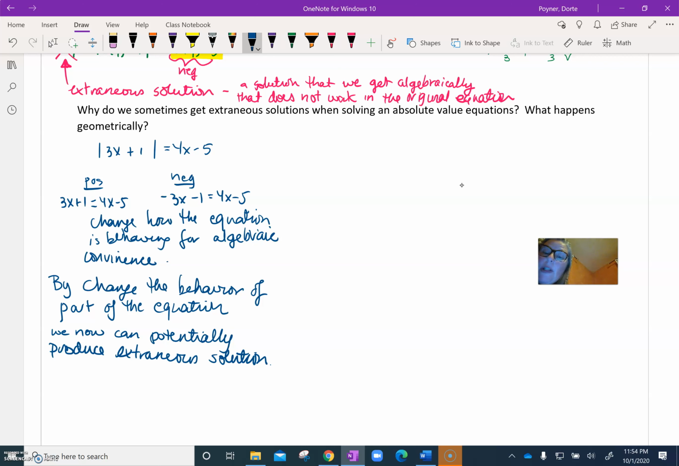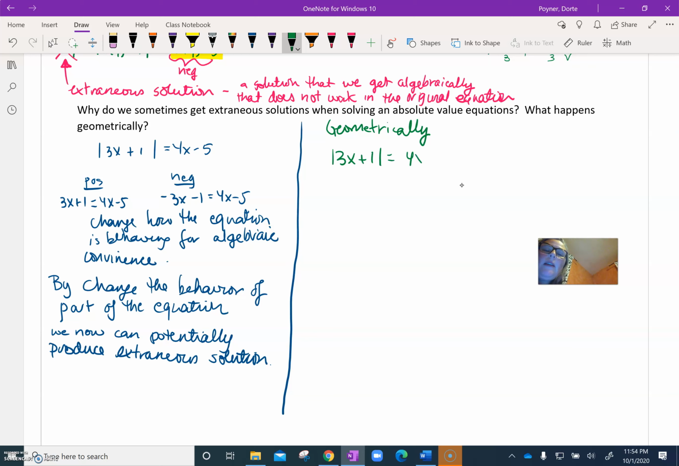The other way we could think of it, just to explain it a little bit better, and if you're much like me, I think more in pictures than I do algebraically, believe it or not. So if I looked at that geometrically, what's going on? Well, I'm going to use the same example temporarily here.